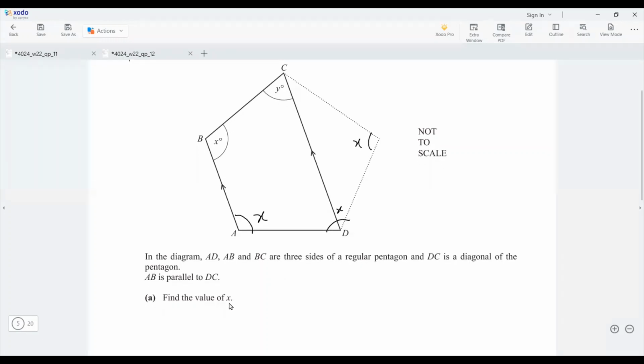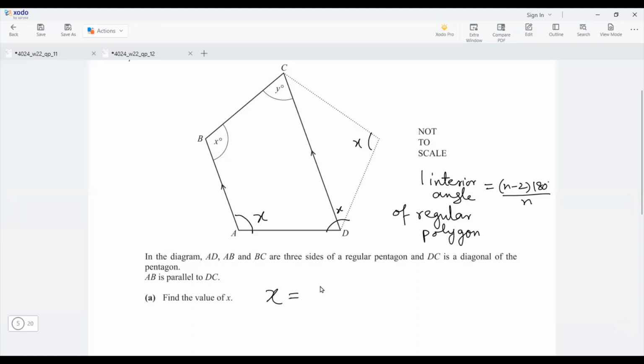So how to find the value of x? For a regular shape, the formula for one interior angle is n minus 2 times 180, whole divided by n. This is the simplified formula for one interior angle of any regular polygon. So for a pentagon, how many sides are there? There are 5 sides. So we replace n with 5, and we can find the answer quite easily.